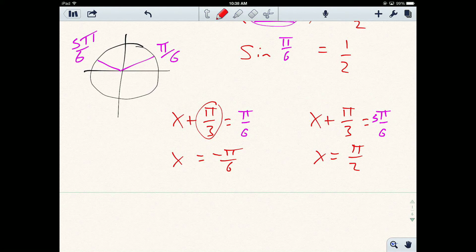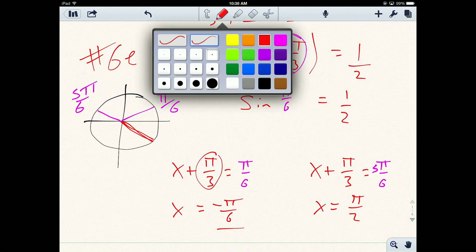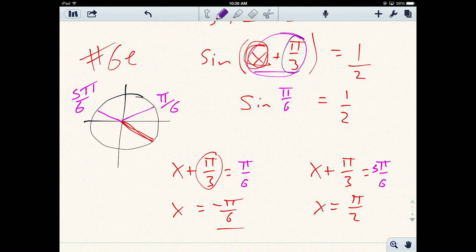But what that's saying is, with this one, if our number here is negative pi halves and we add pi thirds to it, we should get to this site, which gives us a sine of a half. Okay?